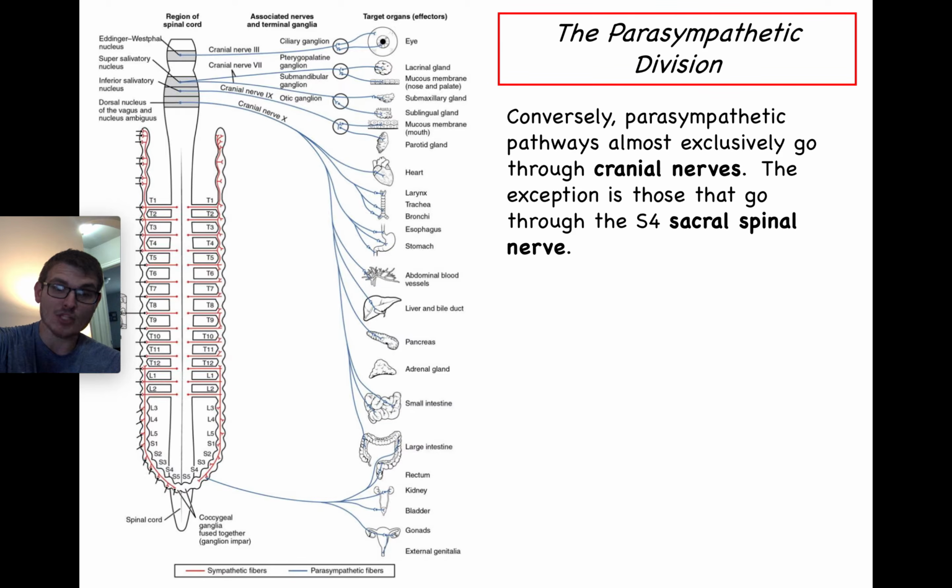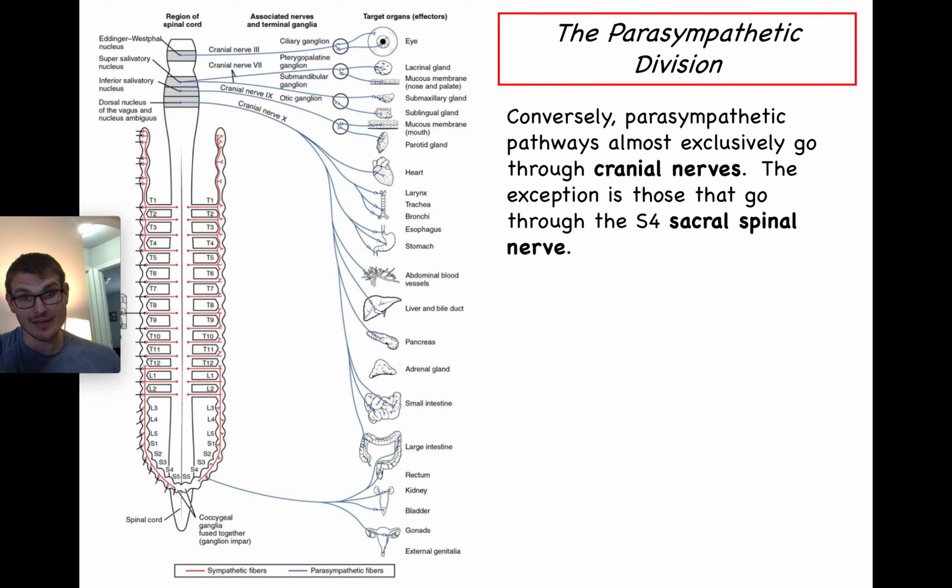Sympathetic pathways always come out of the spinal cord, most of them coming out of the thoracic part of the spinal cord. Parasympathetic almost entirely comes out of cranial nerves. One exception being some parasympathetic pathways come out of the sacral part of the spinal cord, the very lowest part of the spinal cord. That's the one exception. So if you have an autonomic pathway coming out of the middle of the spinal cord, you're going to know right away that that must be a sympathetic pathway. If it's coming out of cranial nerves or the bottom of the spinal cord, that tells you that it must be parasympathetic.